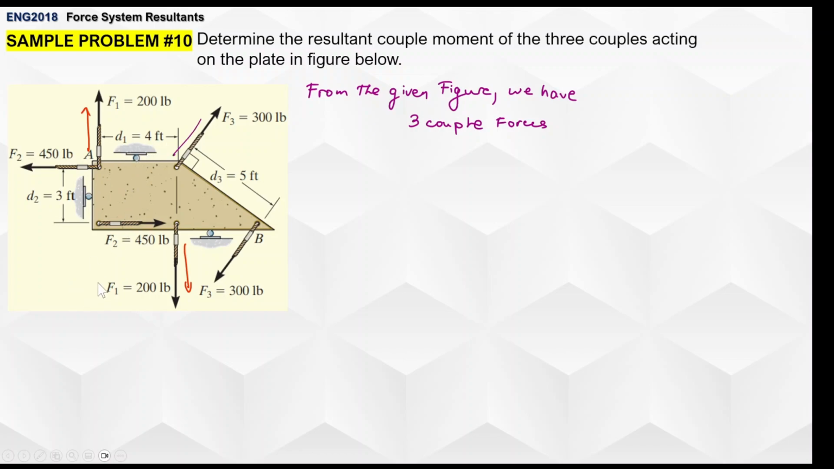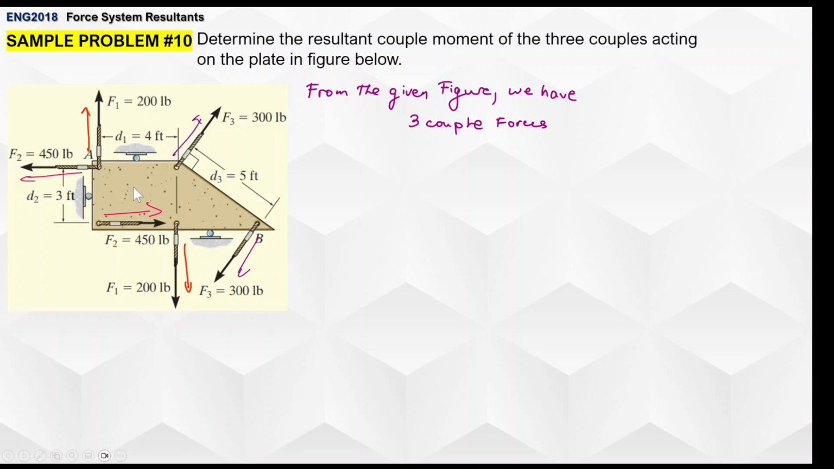Then we have couple number 2, so 300 pound force and 300 here, separated by a perpendicular distance of 5 feet. So you could say that this is another couple. And then one last couple is this one, 450 pound force, 450 pound force, separated by a perpendicular distance of 3 feet. Okay, so we have multiple couples here, and we're being asked to get the resultant couple.